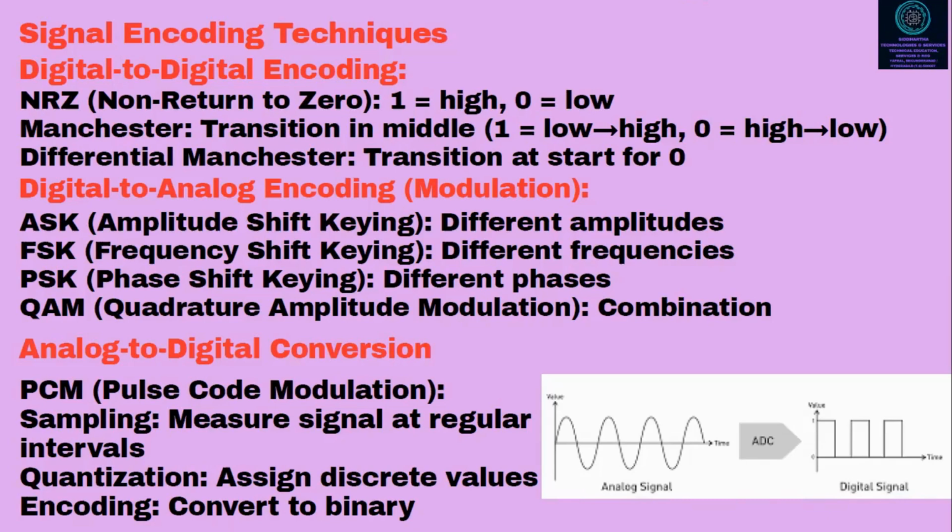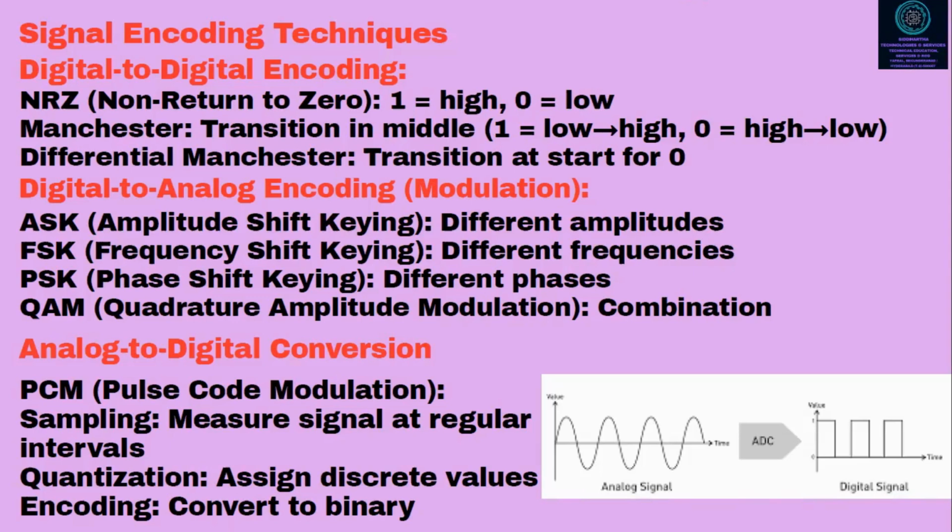Okay. Second point is digital to analog encoding. We call this modulation also. So there are 4 types: ASK, FSK, PSK, QAM. ASK stands for amplitude shift keying, where the amplitude will differ. Whereas FSK will have frequency difference, that is frequency shift keying. PSK is phase shift keying, difference in phase. And QAM, that is quadrature amplitude modulation, is a combination of both, that is ASK and PSK.